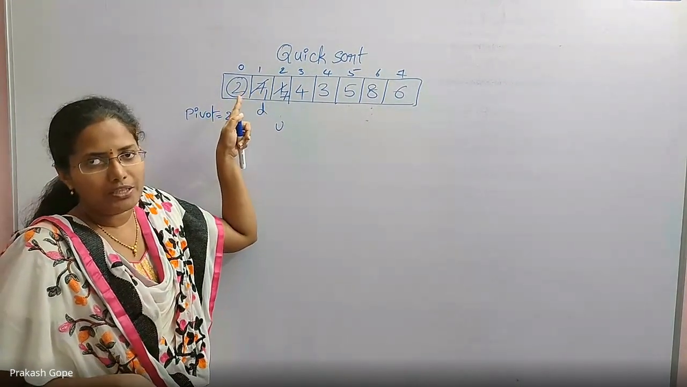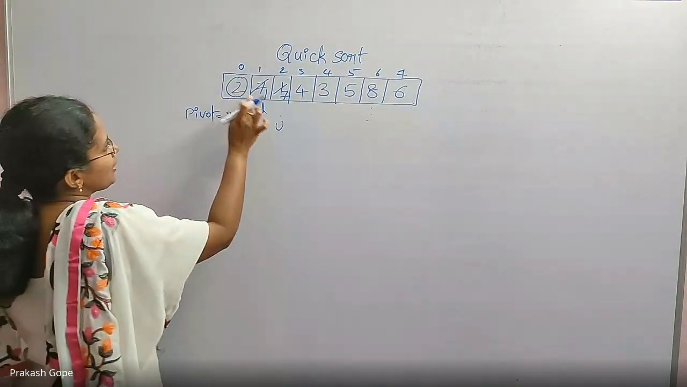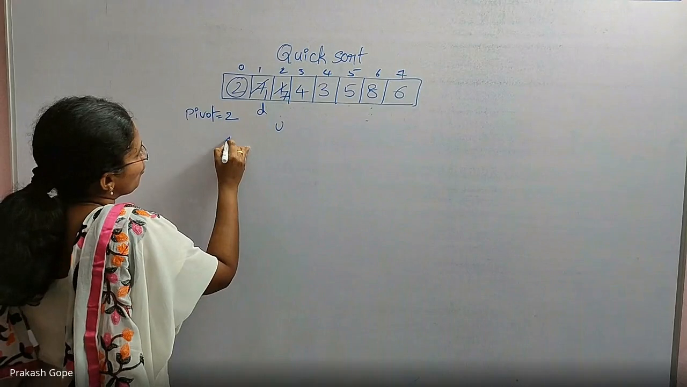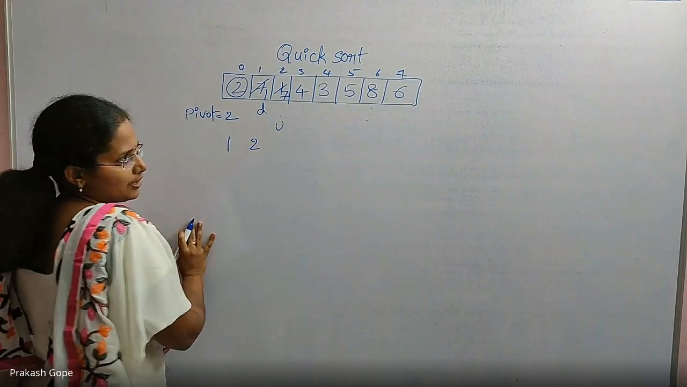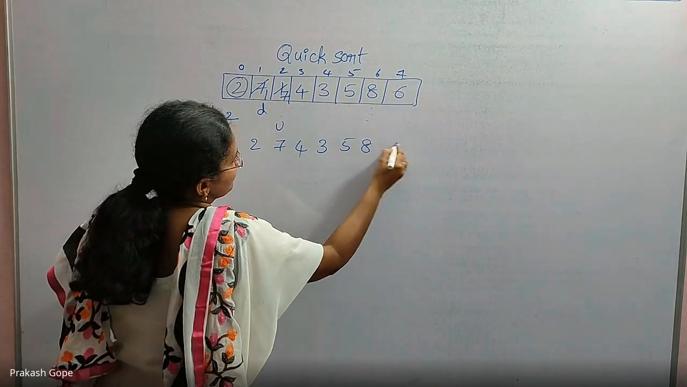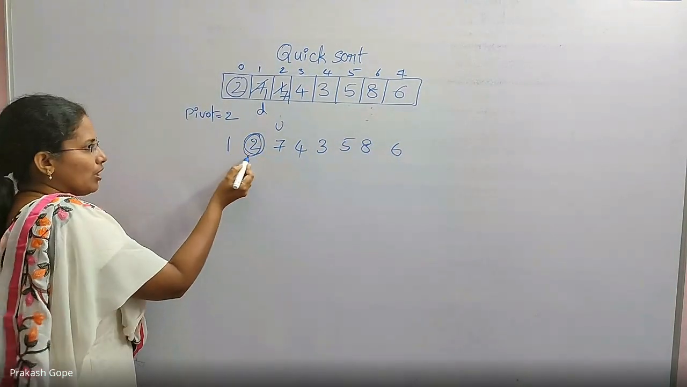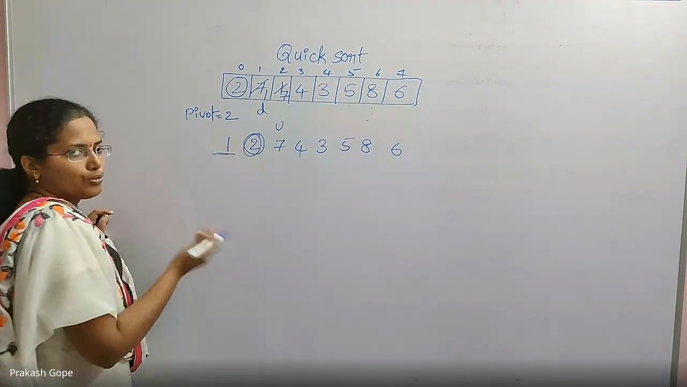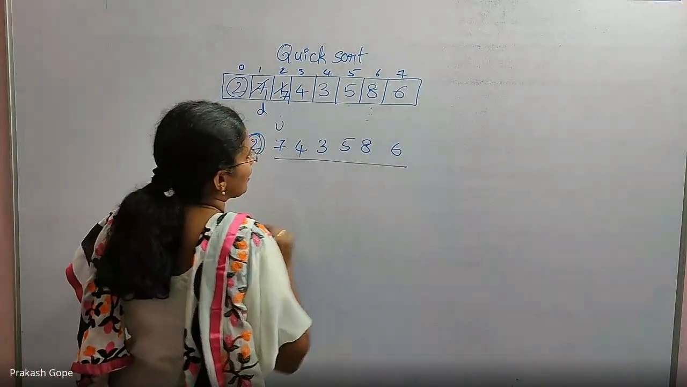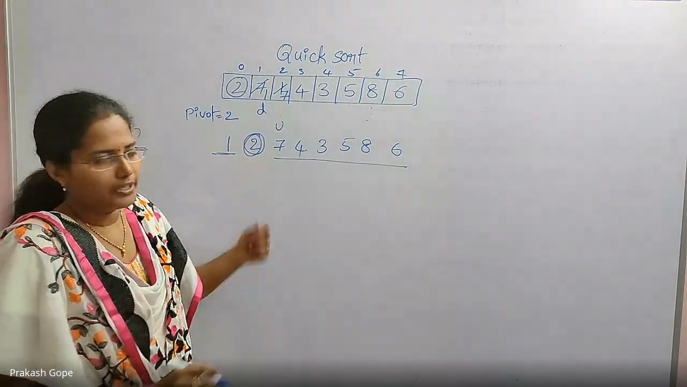So pivot element and down element must be swapped. So 1 will come here, 2 is here. Remaining all, there is no disturbance. Now 2 has occupied its right place. If you observe, all the elements on the left hand side of 2 are smaller than that, and all the right hand side are greater than 2. So 2 is in its right place.